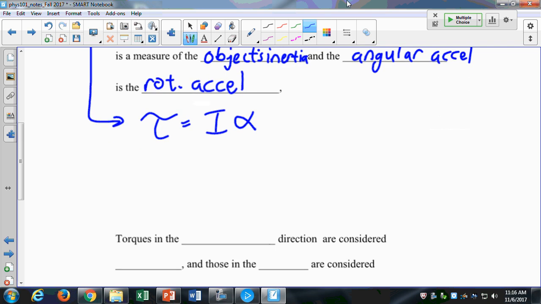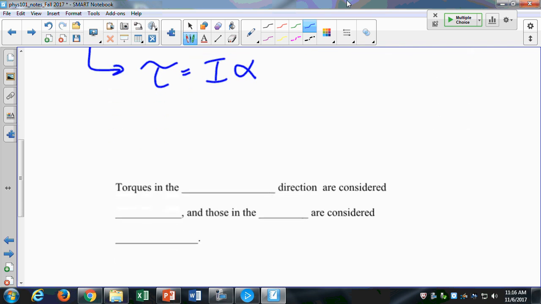Just like we had before when we were dealing in Chapter 7, torques in the clockwise direction are considered to be negative, and those in the counterclockwise direction are considered to be positive. All right, so we'll have to consider that as well. I think we've already actually seen that, where we added up torques. We found out what is the net torque on an object.